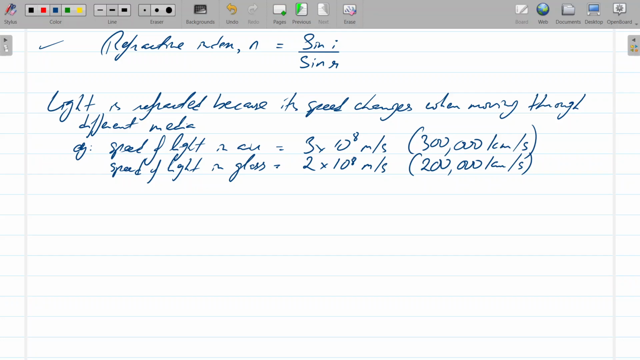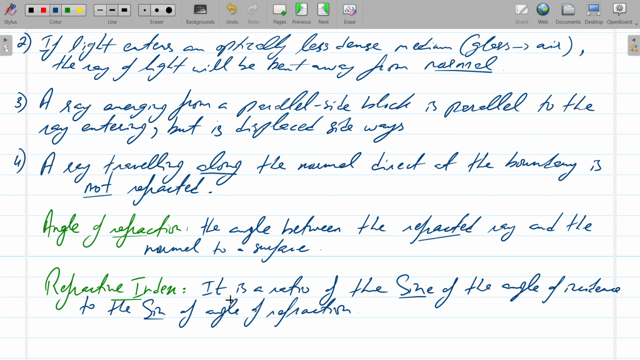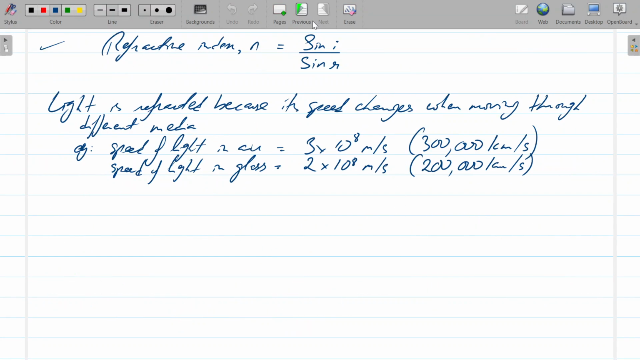And so when that difference occurs, that is what's causing, so that's what the optical density is about. The optical density is about how fast light is able to travel through a particular medium. If it's the same, you probably won't be noticing refraction happening, if two media have the same optical density. If there is a difference, however slight, then you will notice some bending at least.